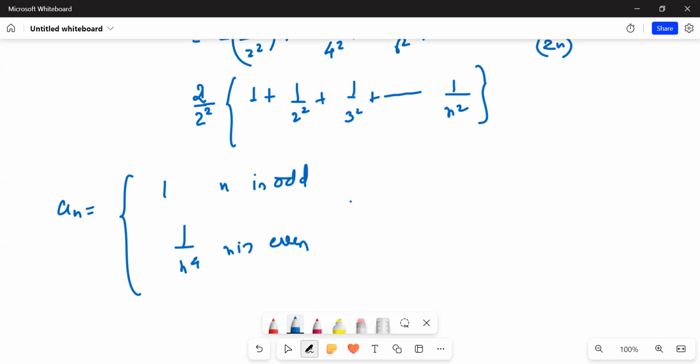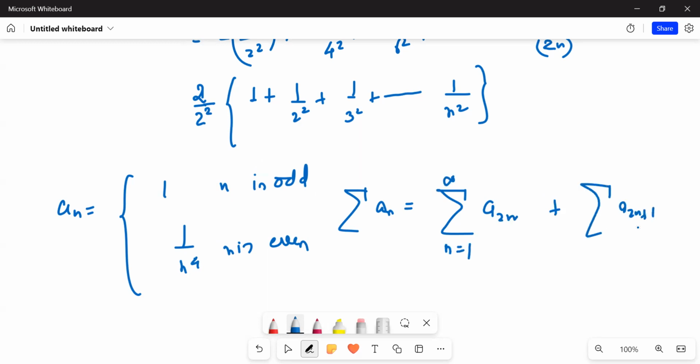Now just think about it. If I take summation a_n, then obviously the portions like this are convergent, but these portions, let me take minus, the portions like a_{2n-1}, this will be a_1 plus a_3, this is all going towards infinity because these are all ones. It is one added an infinite number of times.